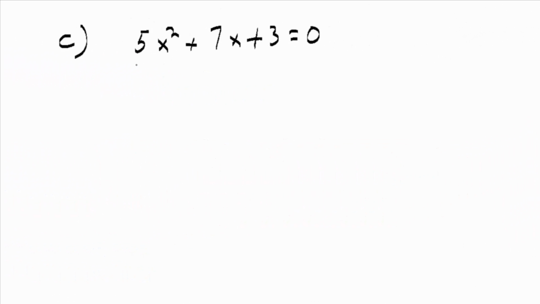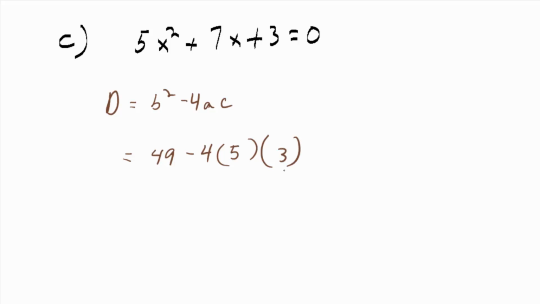5x squared plus 7x plus 3 equals 0. You guys tell me, what is the discriminant in this case? Fill it in. What do I get? What's b squared? 49. Minus 4 times what's a? 5. What's c? 3. So 49 minus 4 times 5 times 3? What is that? 60. Negative 11.